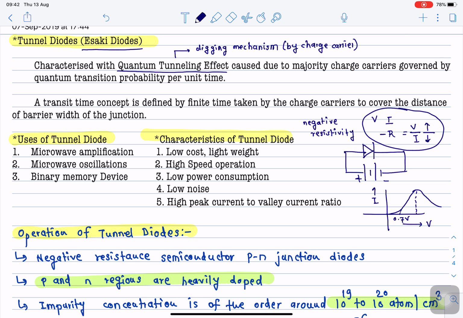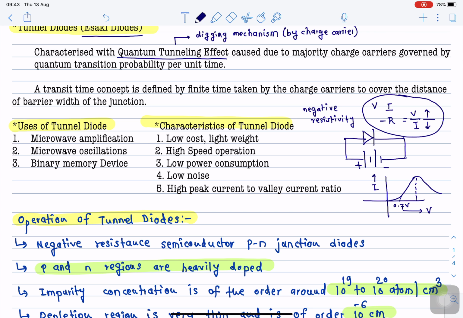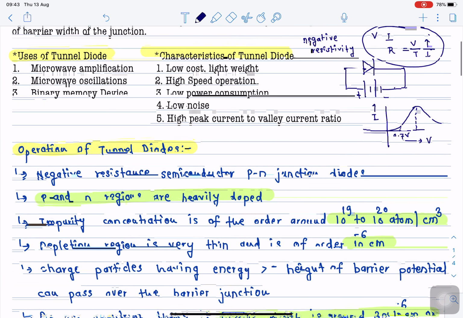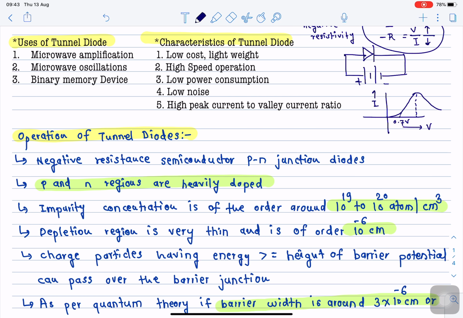The characteristics of tunnel diodes are low cost and light weight. They possess a very high speed of operation, they consume very little power, and they provide less noisy operation when compared with an ordinary PN junction diode. A high peak current to valley current ratio is obtained in order to achieve the negative resistance behavior satisfactorily. Now let us go to the theory and understand how the negative resistance of this diode is achieved.